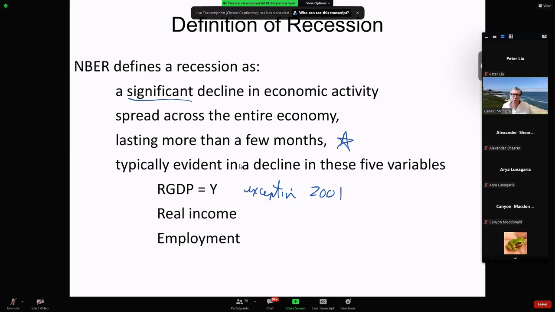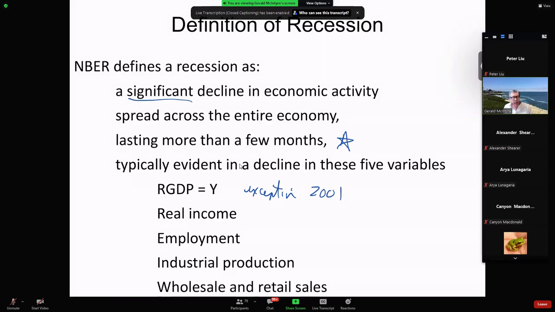A decline in employment almost always happens in recession. A decline in industrial production, the production of our factories and mines, almost always happens in every recession. And a decline in sales at the retail level, in the stores, and sales at the wholesale level among businesses. It's not necessarily that all five of them have to happen, but they almost always do. There are some exceptions, as I've mentioned, but it's usually the case that most of them are in decline in a recession. Then that prompts the NBER to declare a business cycle peak. Once it declares a peak at the top, it's all downhill after that.